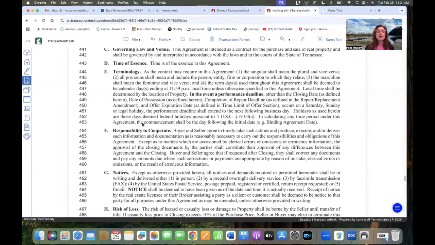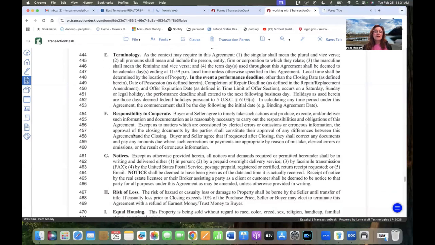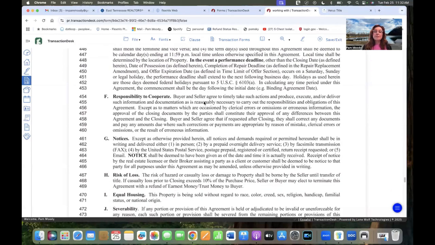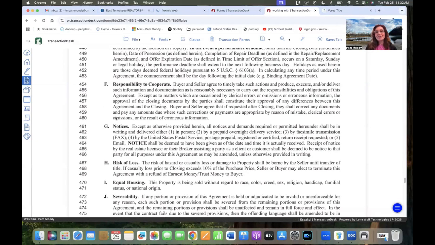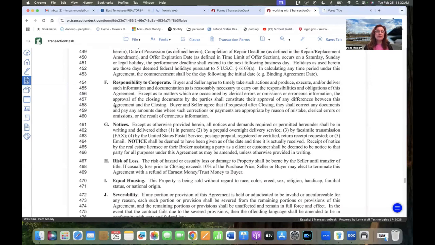Holidays as used herein are those days deemed federal holidays pursuant to USC section 6103A. In calculating any time period under this agreement, the commencement shall be the day following the initial date. So like the binding agreement date is not day one, it's the next day. The buyer and seller agree to timely take actions and produce, execute, and or deliver information and documentation as is reasonably necessary to carry out the responsibilities and obligations of this agreement. So you need to cooperate.